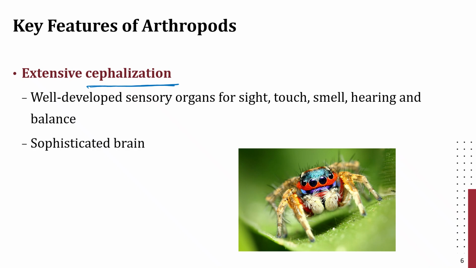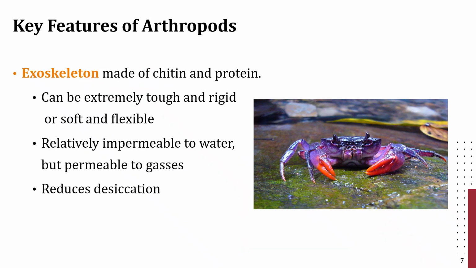So we're going to see these organisms diversify in both their body plan, the way they interact with the environment, and sort of their ecological impact. One of the key features of the arthropod is the exoskeleton.